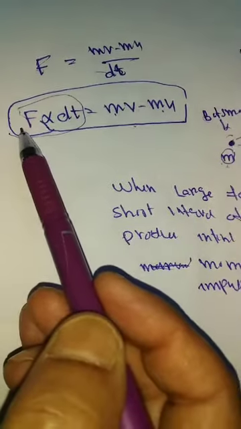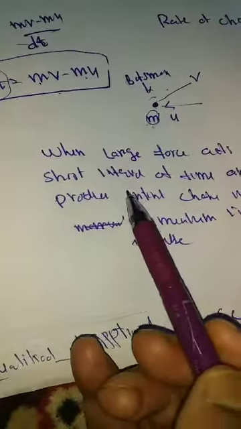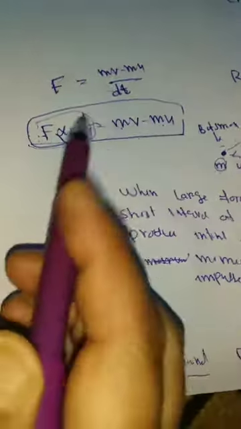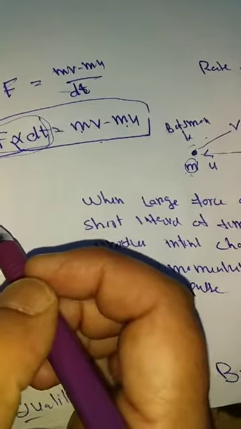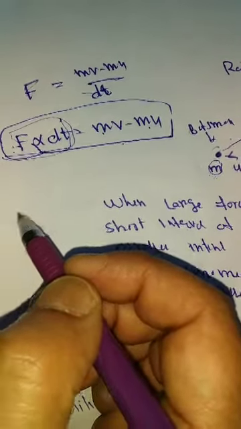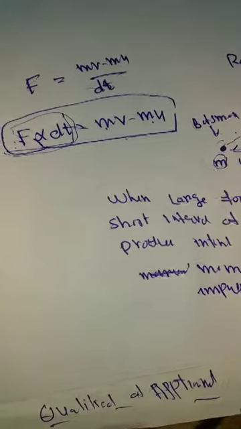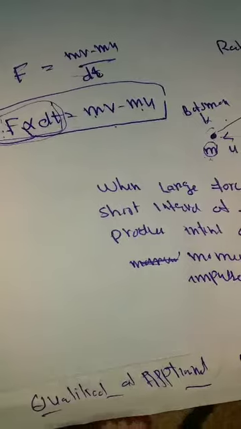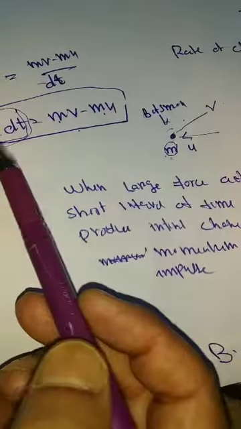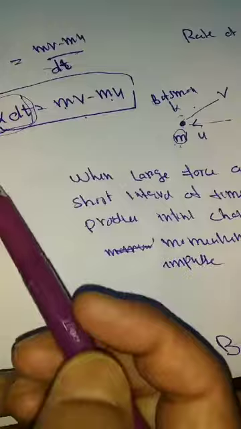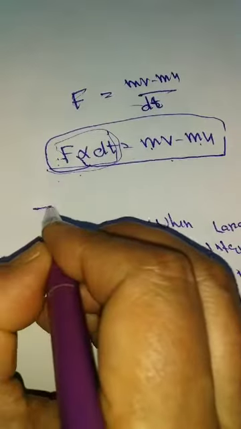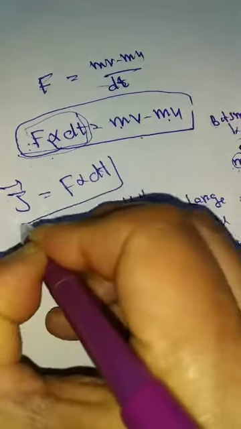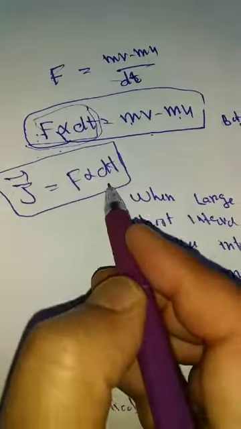But it is very difficult to calculate the short interval of time or the large amount of force. But we can calculate force into time collectively, that is, we can calculate impulse. The force which acts on a body for a short time is called impulse. Impulse can also be defined as the product of force and a short interval of time. Mathematically we can write impulse as J is equal to force into delta t, where delta t is the short interval of time in which the large force acts.